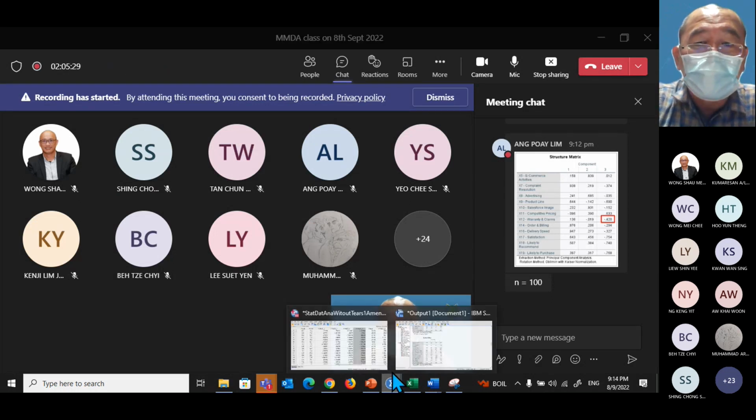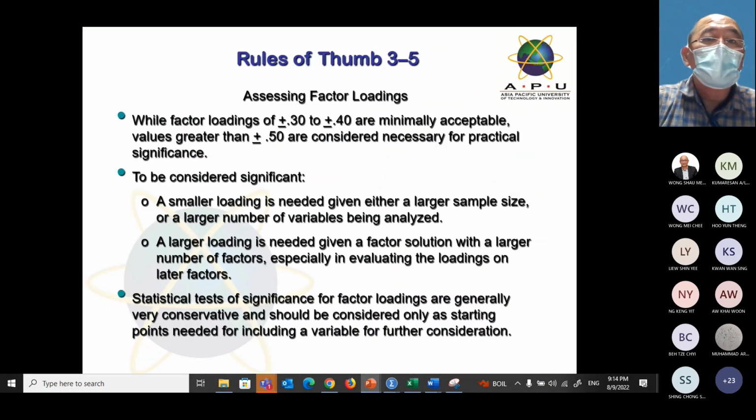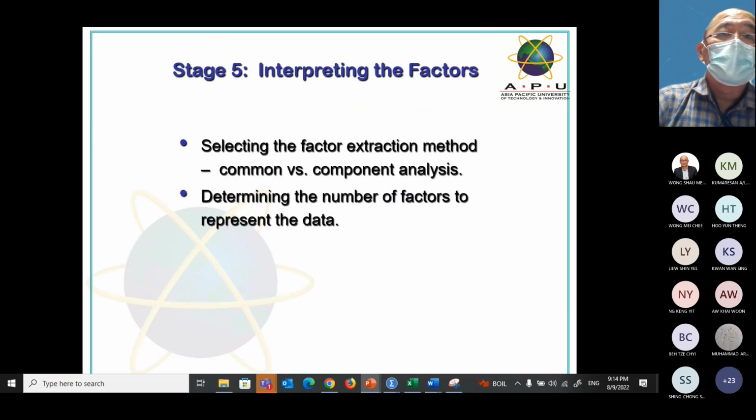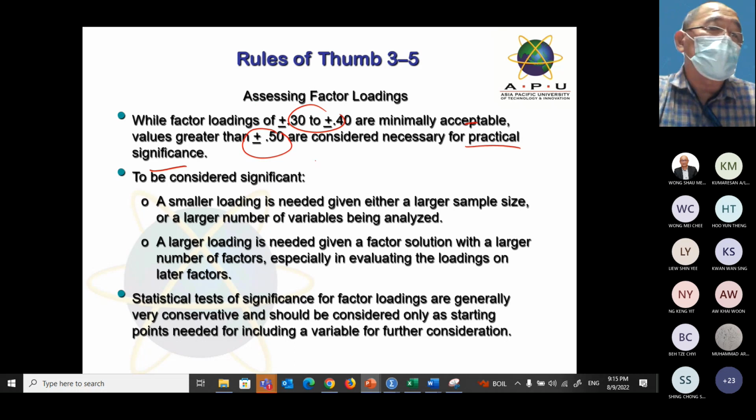If no question, now we see the next. This one done. So now we are here. I discussed a bit just now: 0.3 is the minimum, minimally acceptable. Values greater than 0.5 are considered necessary for practical significance. So it is still acceptable, but practical significance should be more than 0.5. Again, you have many criteria. If you want to use it in your capstone, you must do citation.